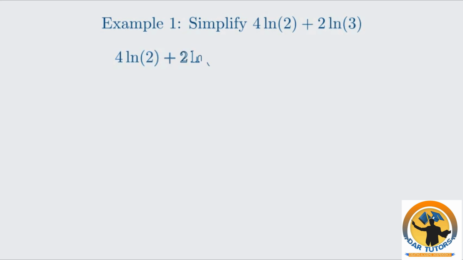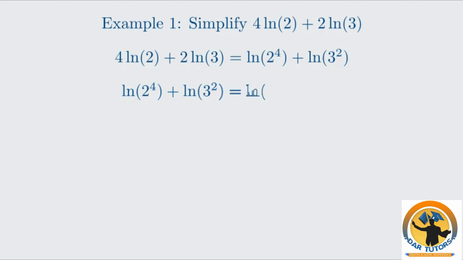Consider the expression 4 times the natural log of 2 plus 2 times the natural log of 3. First, we'll use the power law to move the coefficients back into the logarithms as exponents. This gives us the natural log of 2 to the power of 4 plus the natural log of 3 to the power of 2. Now we can simplify the exponents. 2 to the 4th is 16, and 3 squared is 9. So we have the natural log of 16 plus the natural log of 9. Finally, we use the product law to combine these into a single logarithm. The sum of the logs becomes the log of the product. 16 times 9 is 144. So the simplified expression is the natural log of 144.